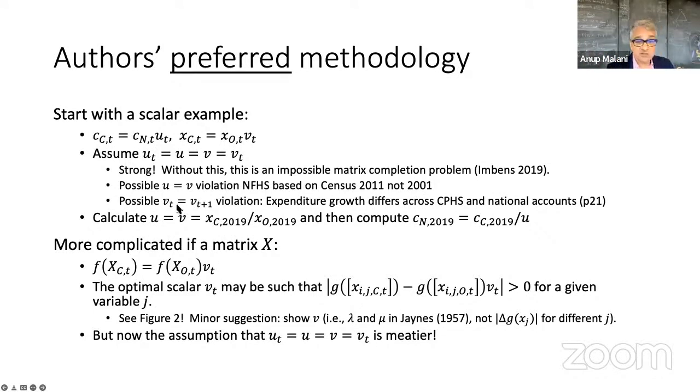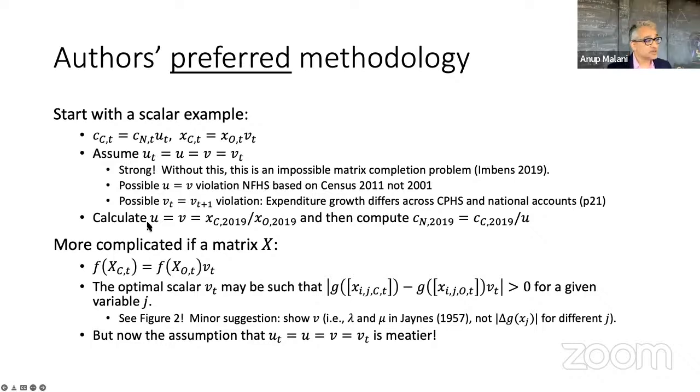You can also think of situations where the time invariance of the multiplicative error is violated. So you can think about expenditure growth. You can see that, for example, even in their paper, they show that there's a difference in expenditure growth in the CPHS versus the national accounts. And so that would make this assumption right here a little bit problematic. Okay, but let's suppose that you buy this assumption. Let's suppose you buy it.